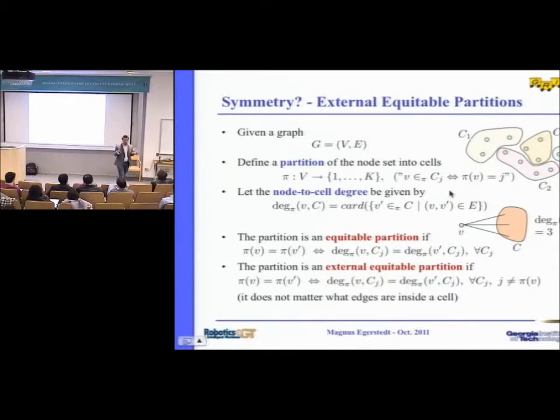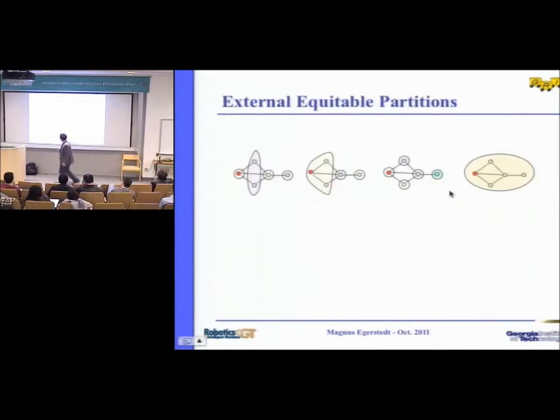What it means is that what happens inside cells doesn't matter. So for it to be equitable, if we're in the same cell and I have one neighbor in this cell, we all have to have one neighbor in this cell. To be an external equitable partition, it means we don't care about the inner workings of the cell, we only care about inter-cell behavior. So that's an external equitable partition. And it turns out that that's what you need to characterize symmetry.